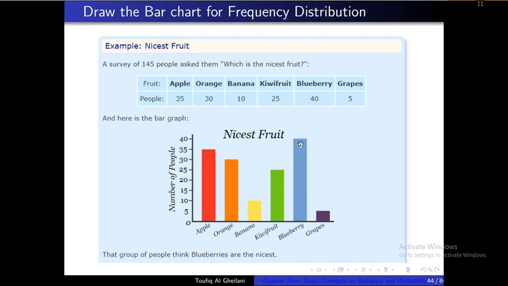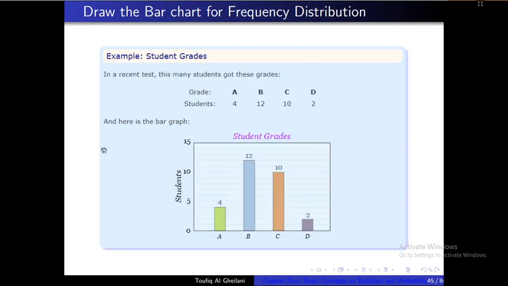Look, because a lot of people like blueberry. Here is also another example: student grades. In a recent test, this many students got these grades: grades A, B, C, D. A 4 students, B 12 students, C 10 students, D 2 students.